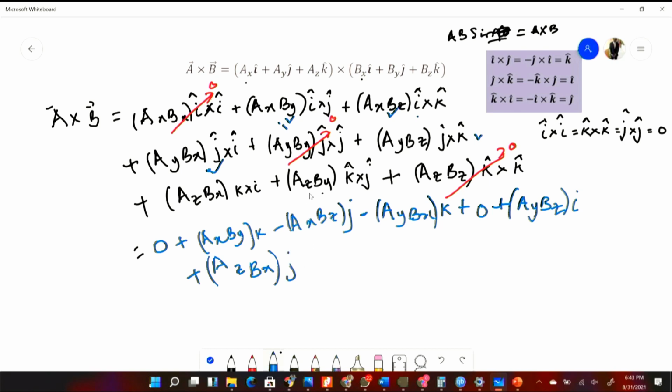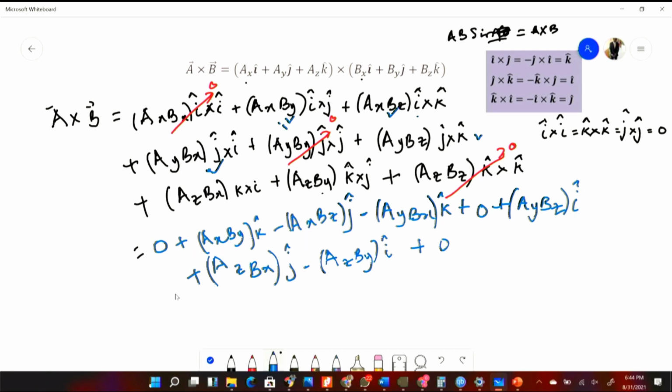How about AZ BY? So we have AZ BY. But what is K cross J? Let's look at our relation. K cross J is minus I. It's only J cross K that is I, but we now need K cross J, which becomes minus I. So we have minus I. Okay? Let's put in our cap. So we have K cross J here. Then the last one, we have 0. So we expect us to have a complete number here.